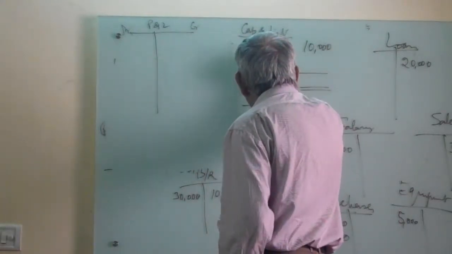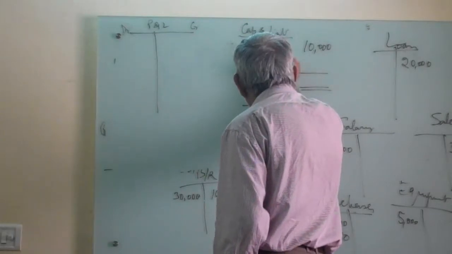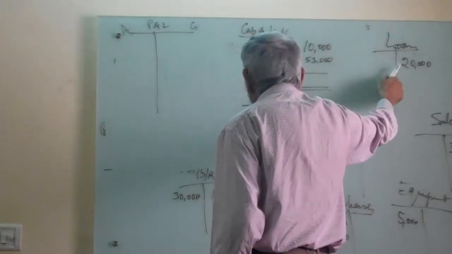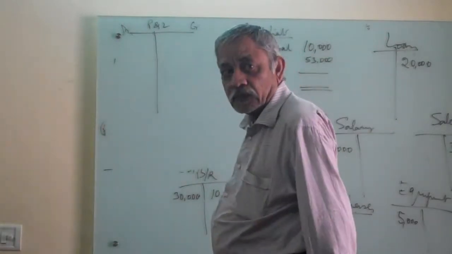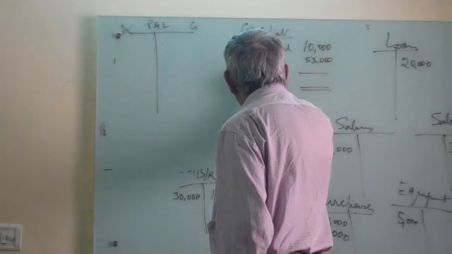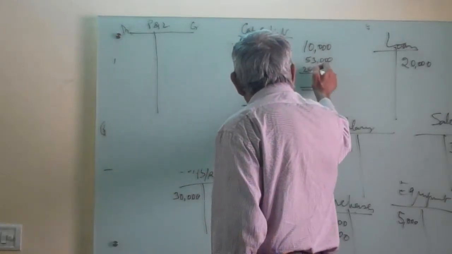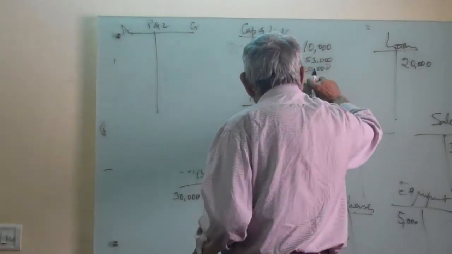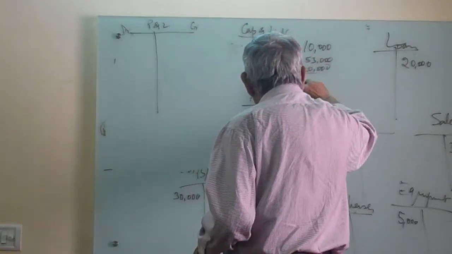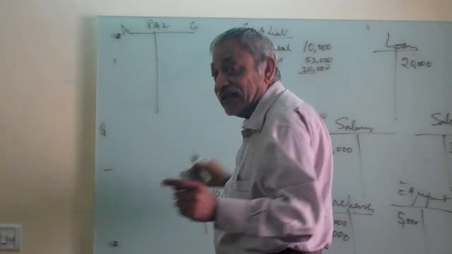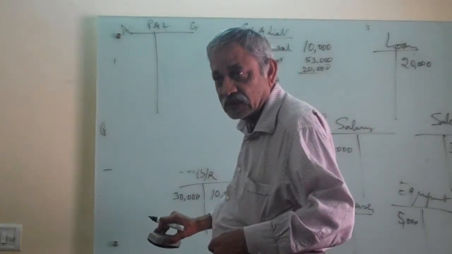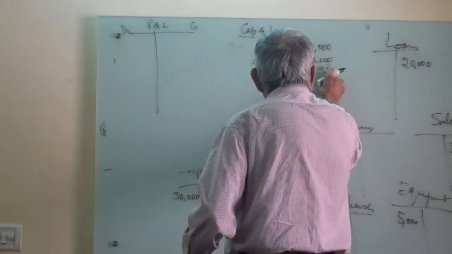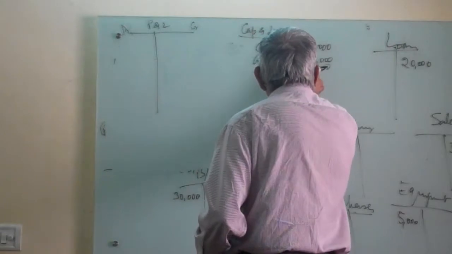Then overdraft, 53,000. Correct. Then there is another bank loan here, 20,000. Use the word loan. I am rubbing it off and I am relying upon your entries because I have no space here. Then what else can come?